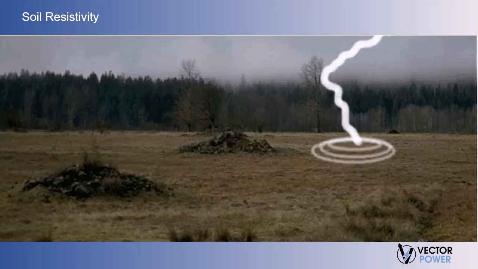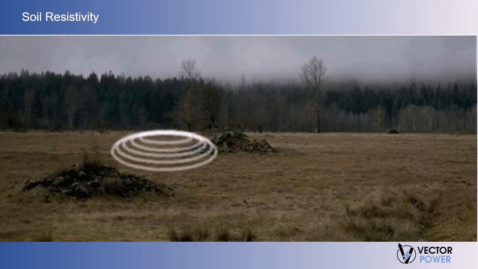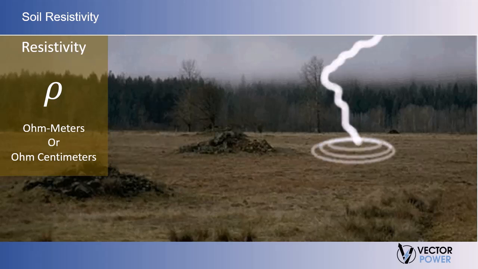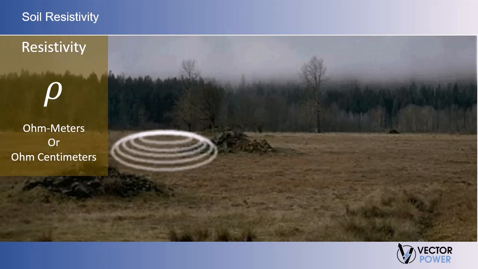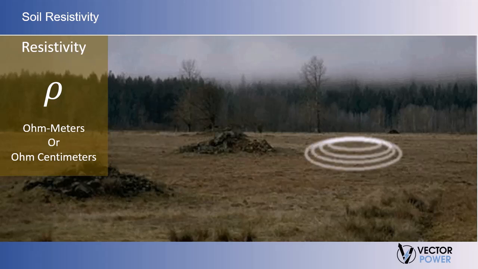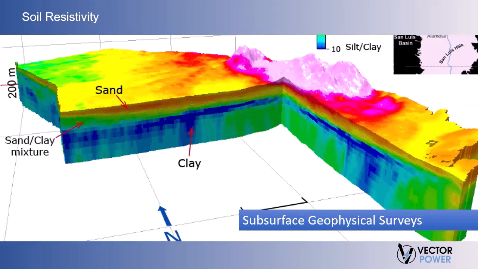Soil resistivity measures how much the soil resists the flow of electricity. Measurements are represented by the Greek letter rho and are expressed in ohm meters or ohm centimeters, representing the resistance of a cubic meter of soil. Resistivity measurements have a threefold purpose. First, data is used to make subsurface geophysical surveys as an aid in identifying ore locations, depth to bedrock, and/or other geological phenomena.